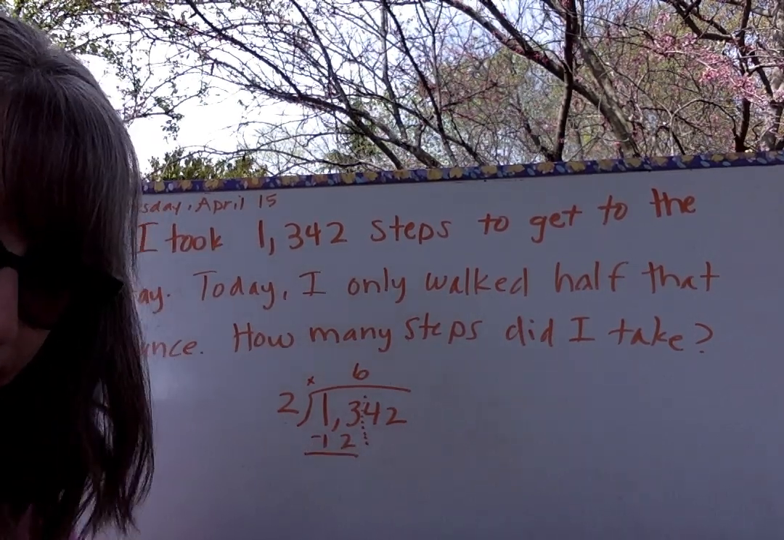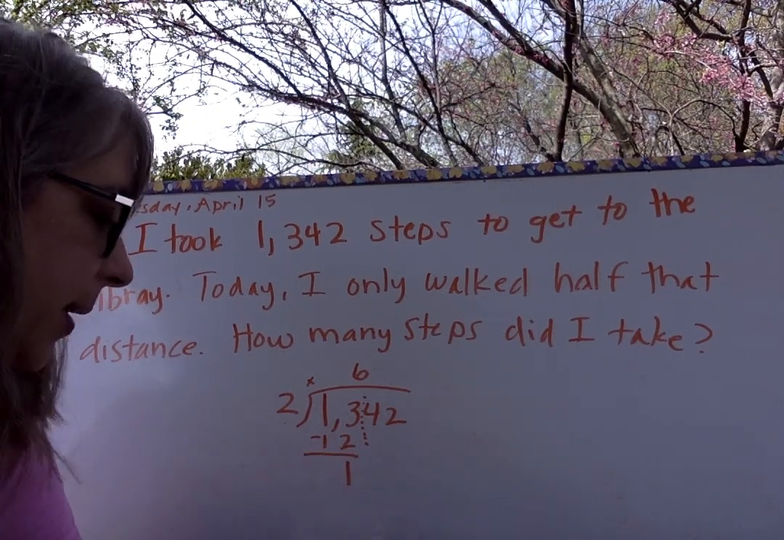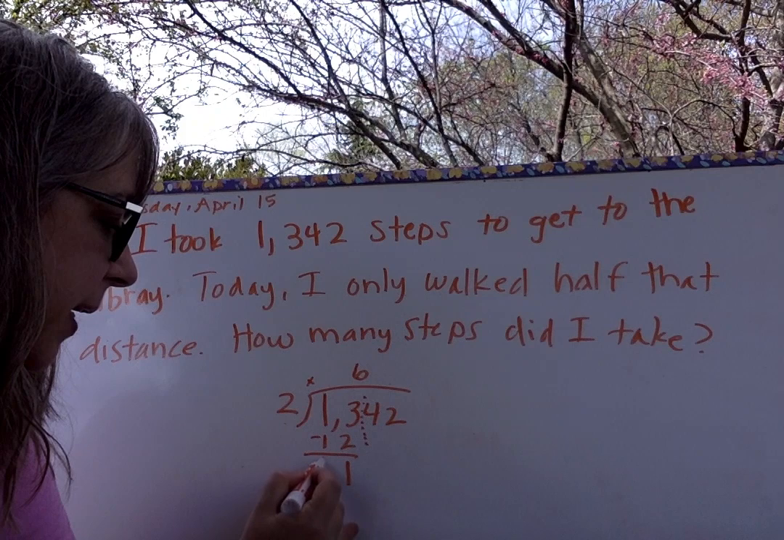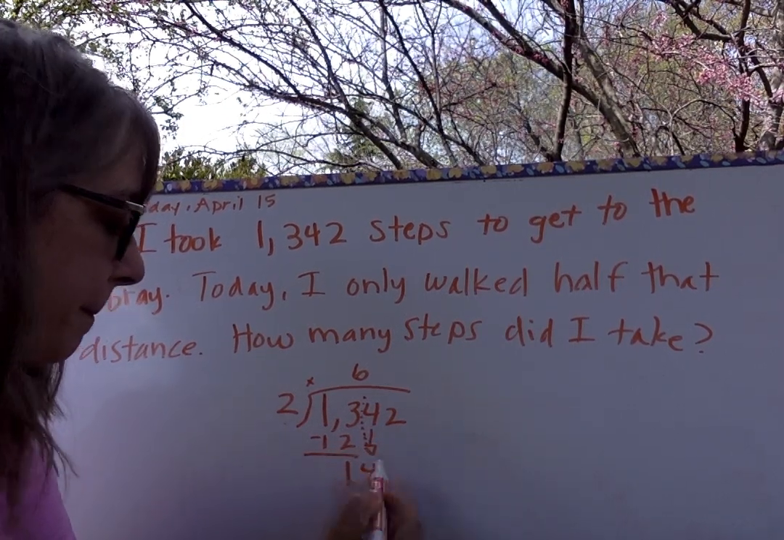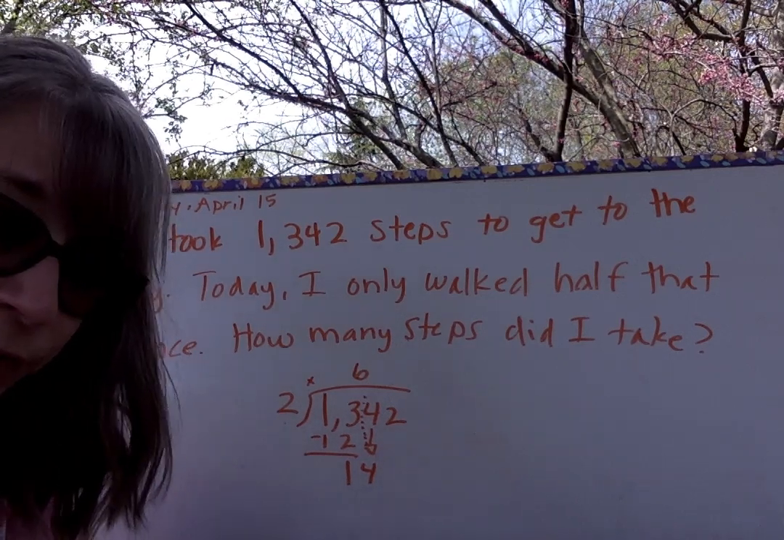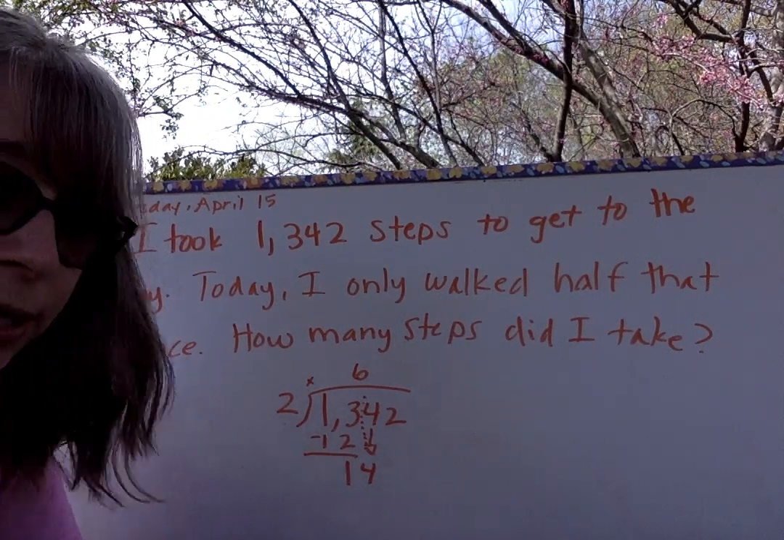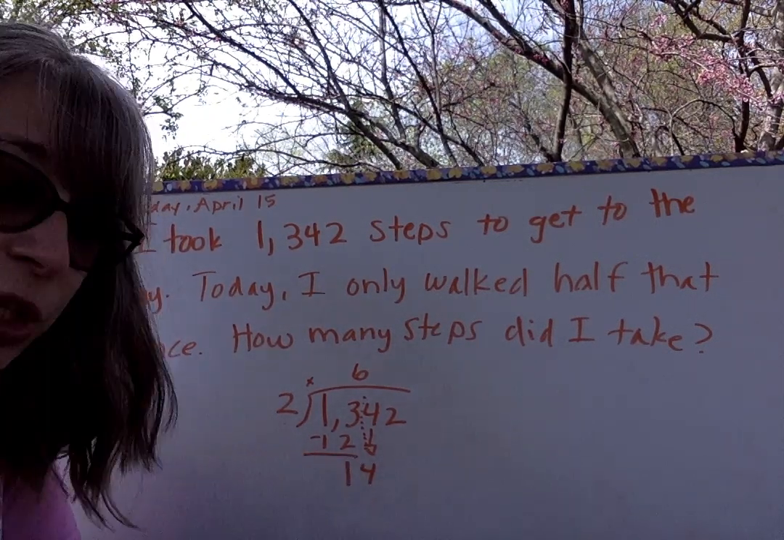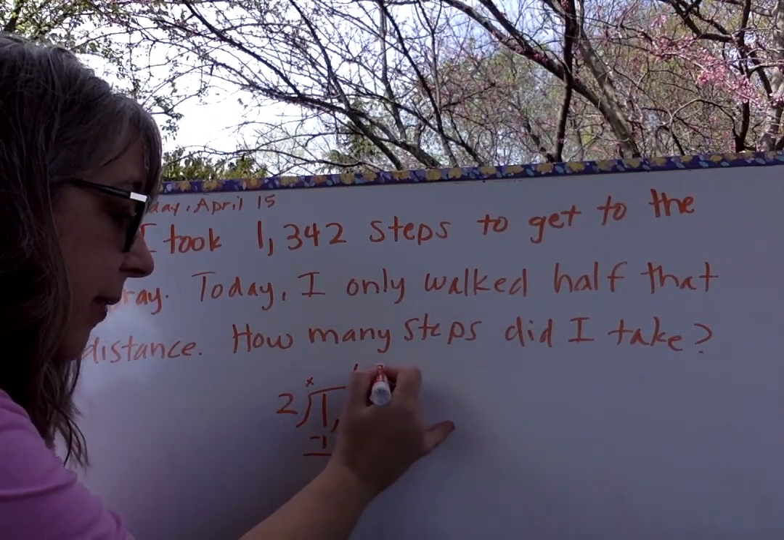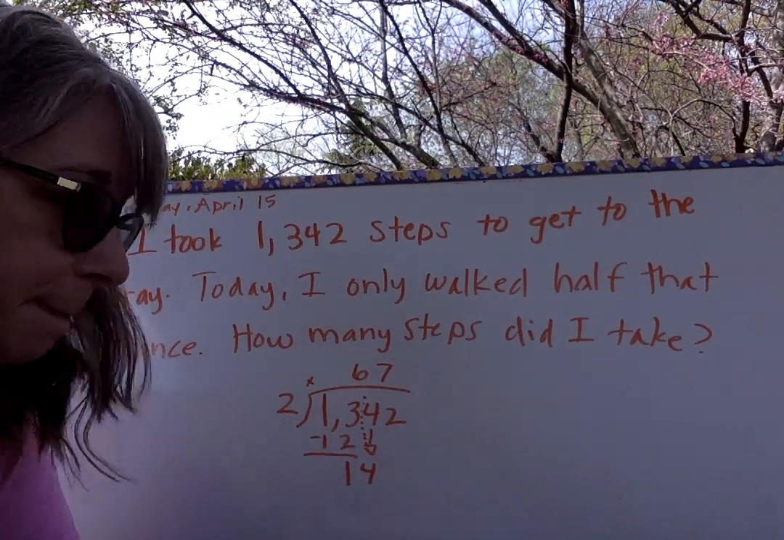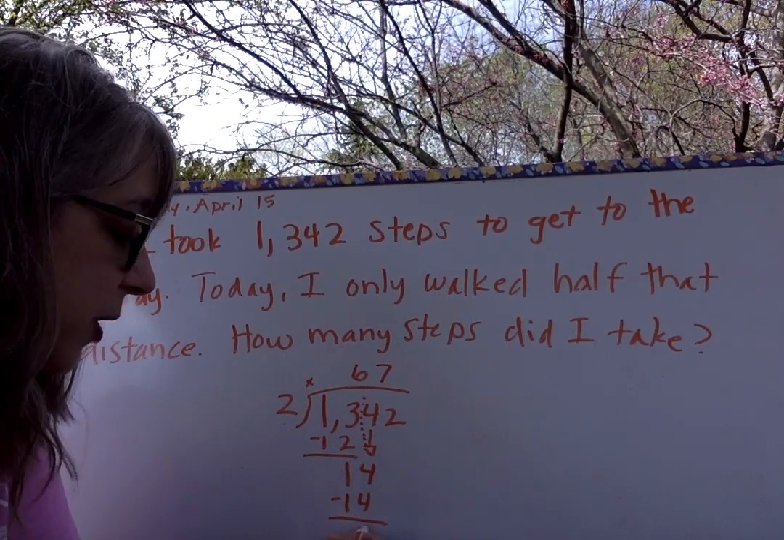And now we have to subtract, okay? So 3 minus 2 is 1. And 1 minus 1 is 0. So we don't have to worry about that. Now we've got to drop down our 4. How many times can 2 go into 14? Well, I know that 14 is an even number, so I know that 2 is going to go in there evenly. So what times 2 is 14? Well, 2 times 7 is 14. So 7 times 2 is 14. 14 minus 14 is 0.